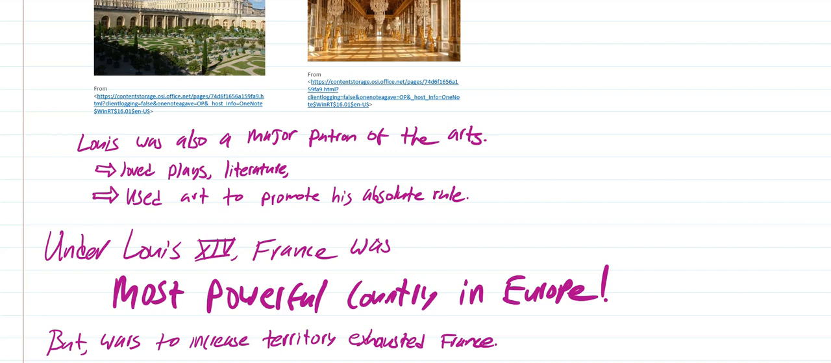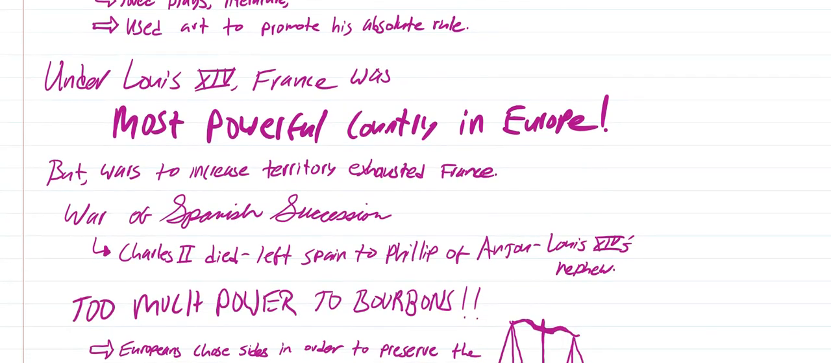Louis was also a major patron of the arts. So remember what this is. This means he is someone who's going to pay for and sponsor artists to do art. And so he loved theater, so he would watch and partake in plays. He loved to read, so he very much was a major patron of the arts. He also used that to promote his absolute rule. Many of the plays, for example, would be about him and about his greatness as king, among other things. There's also these artworks, like the one that we saw at the beginning of this video.